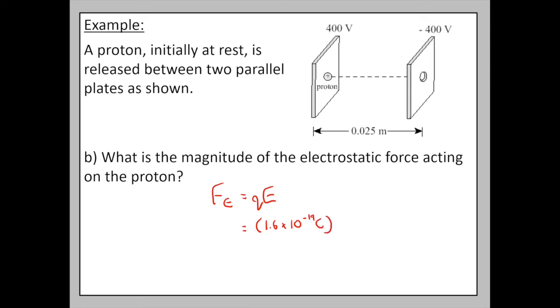And so one of the things, again, that's important about electrostatics is understanding how polarity plays a role in the overall direction of motion. We'll put in now the electric field strength, which was 32,000 newtons per coulomb, and we end up with an electrostatic force of 5.12 times 10 to the minus 15 newtons. And again, that sounds pretty small, but when we think about it, that's the force being applied to an object on the order of 10 to the minus 27 kilograms. So that's really a substantial force.